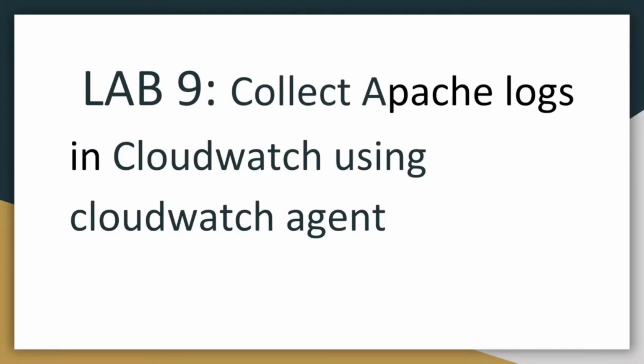Welcome back. This is lab 9. In this lab, we will be using the CloudWatch agent to send Apache web server logs to CloudWatch, and we'll look at the logs in the CloudWatch management console. We'll build on some of the things that we did in lab 8, where we installed the CloudWatch unified agent. We just need to reconfigure the agent to work with logs and collect logs sent from our Apache web server. So let's get started with the lab.